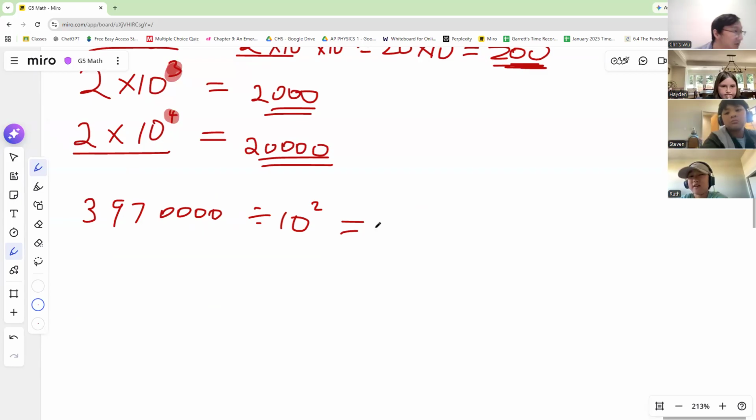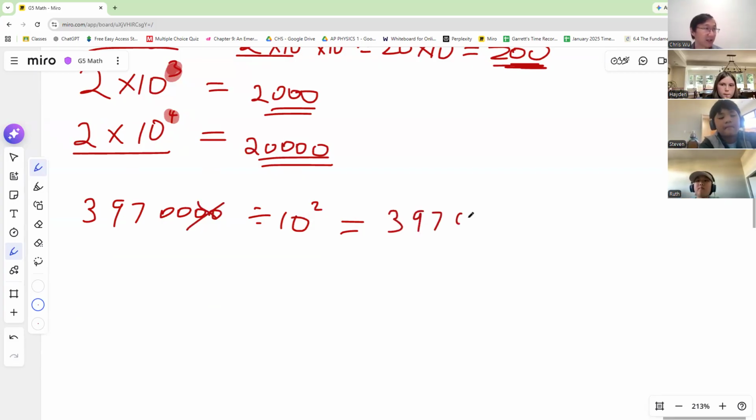Take out 2 zeros. Yeah, exactly. So if I'm multiplying by 10 to a certain power, it's adding however many zeros I have. Then if I divide by 10 to that power, it's just crossing out that many zeros. So therefore, this will be 39700. Okay, are we all right with that?